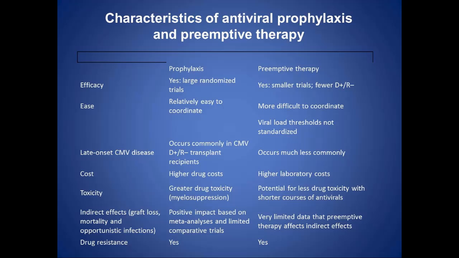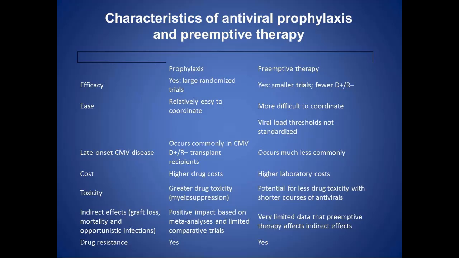So efficacy for prophylaxis, there are large randomized trials that show that prophylaxis does work. There are some studies for preemptive therapy, but they're smaller, and there's very few in the mismatch patients. So really, preemptive therapy is not recommended for patients who are CMV mismatches. It's more for patients who are already positive in certain organs, and we'll talk about that.